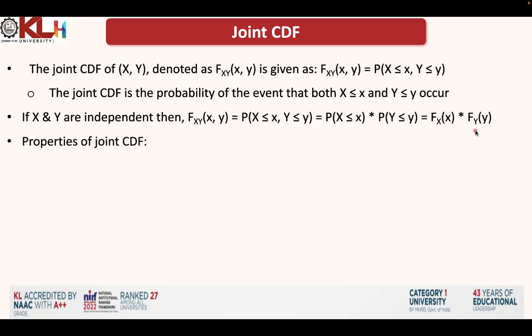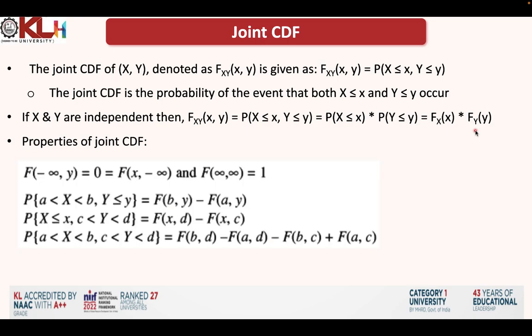The properties of the joint CDF are similar to the properties of the single random variable. So if one argument is minus infinity, then this is an impossible outcome, so the probability will be 0, and F of x and y both at infinity will be 1. The probability of random variable X between a and b given Y less than or equal to small y is the CDF at b, y minus the CDF at a, y. The same concept applies to random variable Y, and when you consider that for both X and Y.